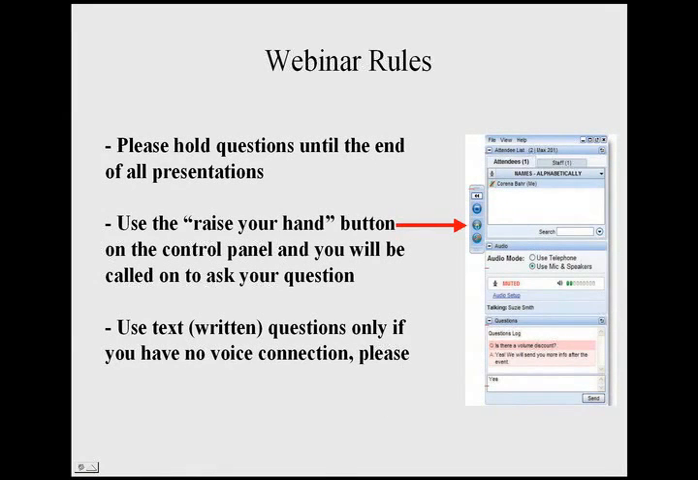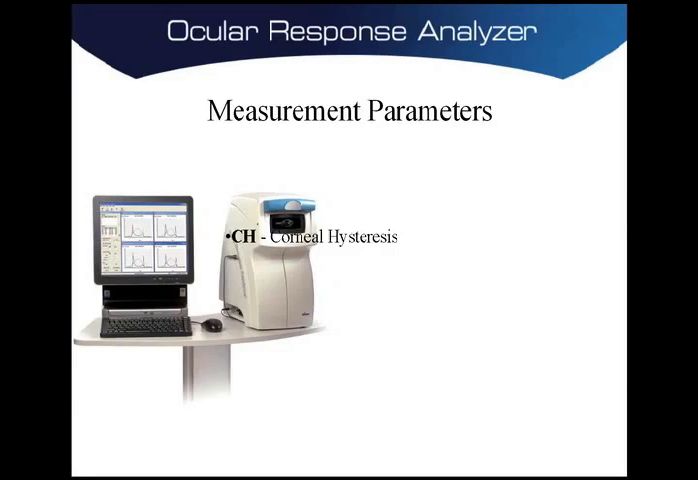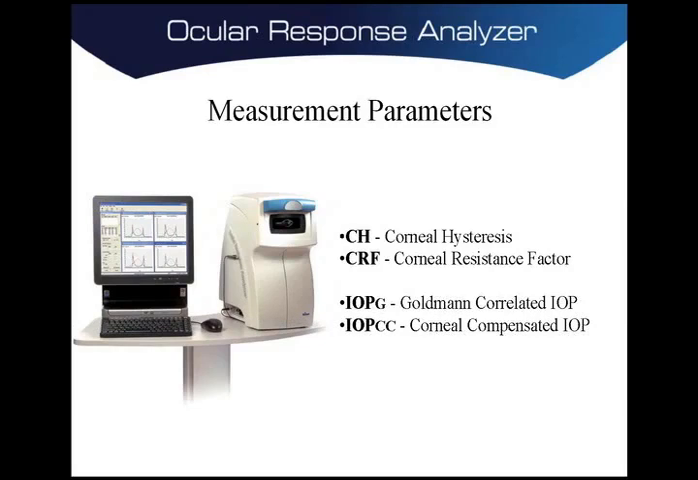So I'm just going to do a small introduction here about the Ocular Response Analyzer. For those of you who are unfamiliar with the instrument, that's what the device looks like, and it measures 4 primary parameters. We call them corneal hysteresis, corneal resistance factor, IOP-G, and IOP-CC.